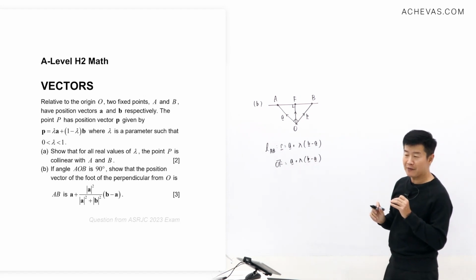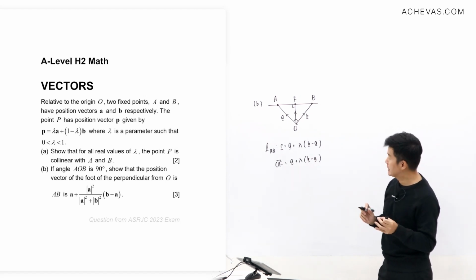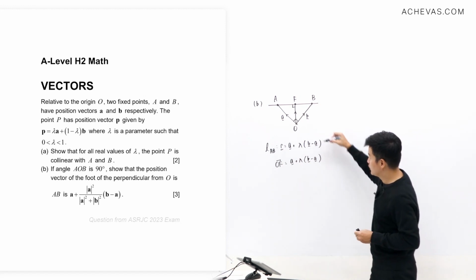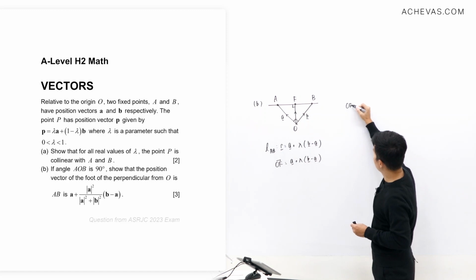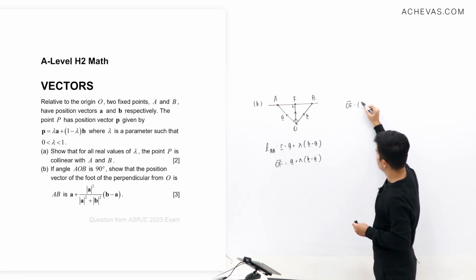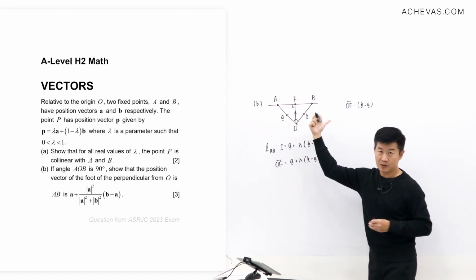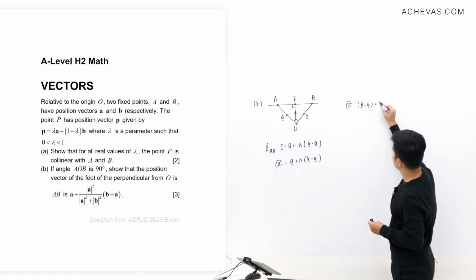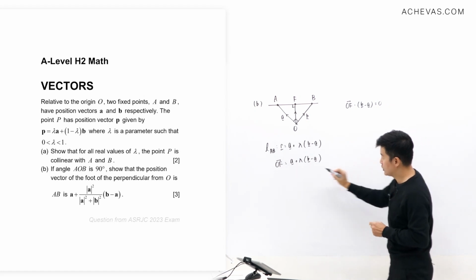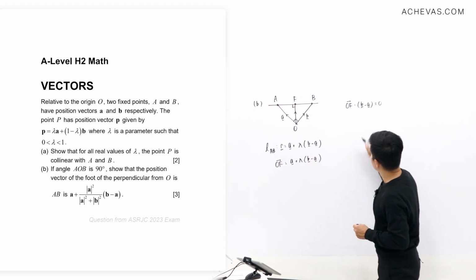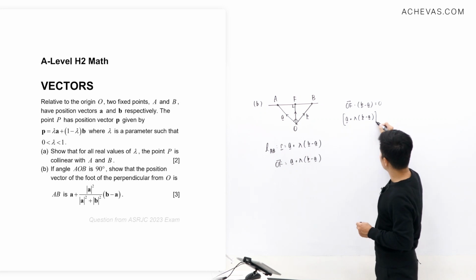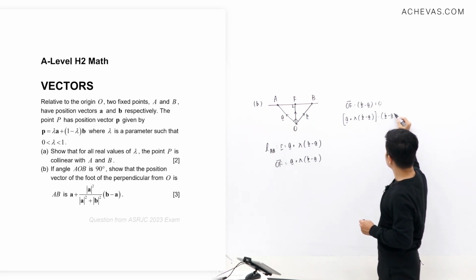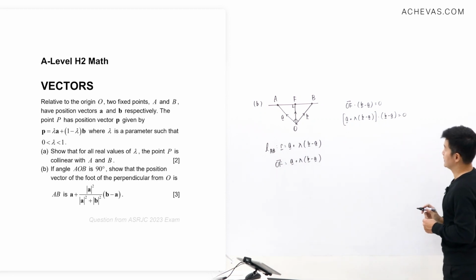And the special thing about OF is that OF is perpendicular to the line that passes through AB. So we will take OF dot this vector B minus A, which is parallel to the line that passes through AB. This should be equal to 0. Our intention is to try to solve for lambda. So from here, it is going to be A plus lambda of B minus A, dot B minus A. This is equal to 0.